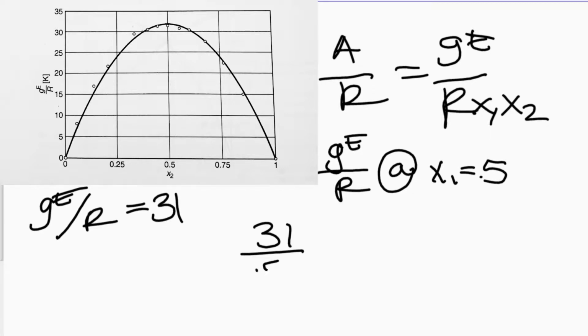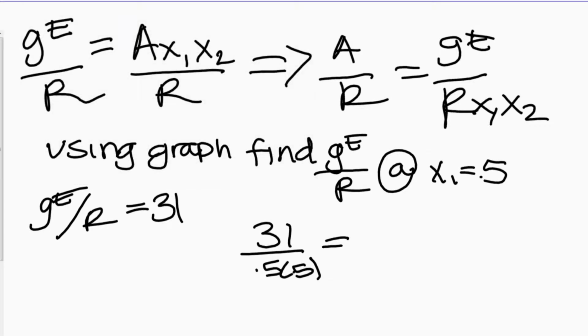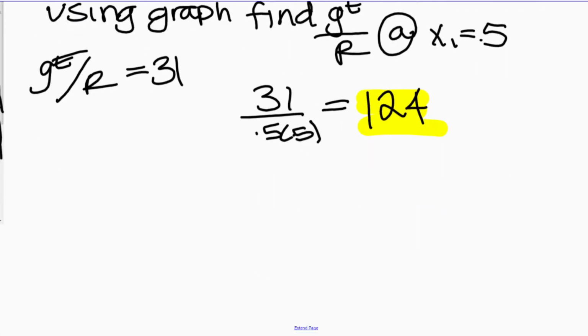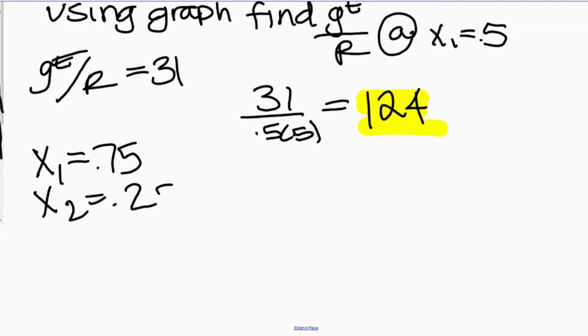Solving the equation that we put together for A over R, you'll find that A over R is equal to 124. You'll need this number for further calculations, so keep it. In the problem statement, you were told that x1 is equal to 0.75 and x2 is equal to 0.25.